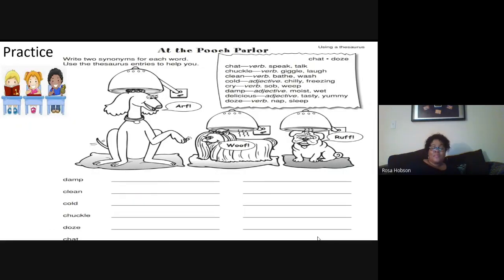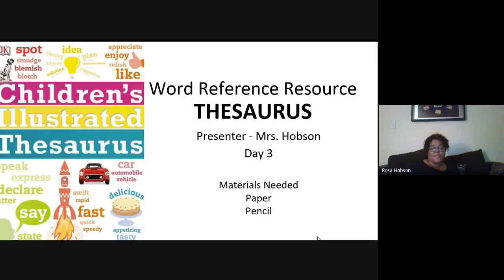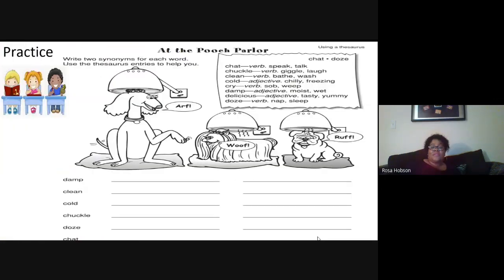Now, this is some practice on your own. You're going to take this time when you have a chance to complete this activity. It says write two synonyms for each word. Use the thesaurus entries to help you. These are the thesaurus entries.